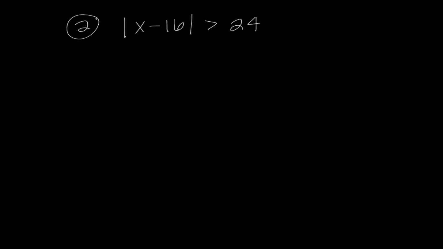Okay, number 2, another pretty straightforward one. My absolute value is already isolated, so I'm going to go ahead and set x minus 16 equal to 24. And I'm also going to set it equal to -24. And once again, the reason why I'm doing this: if I put 24 into the absolute value, 24 is 24 places away from 0. So it makes sense that if this is equal to 24, these two sides would be equivalent.